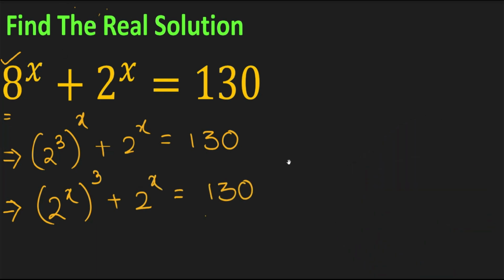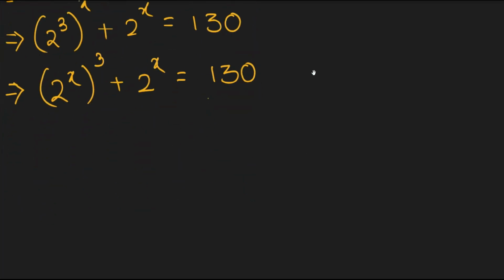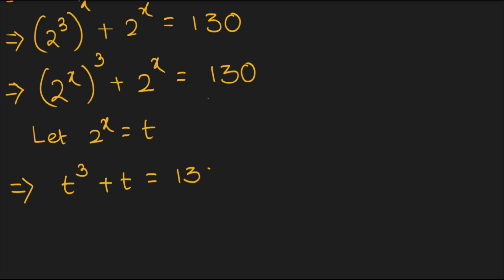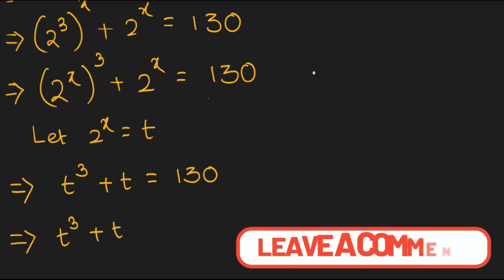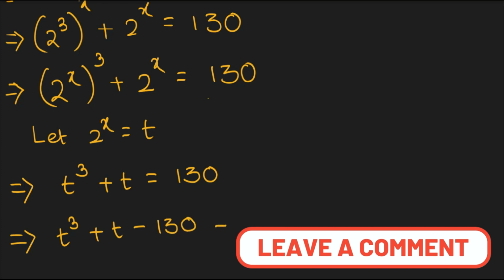Let us consider 2 to the power x as t. Then 2 to the power x is t, which means we can write t cube plus t is equal to 130. Now we can write this equation as t cube plus t minus 130 is equal to 0.